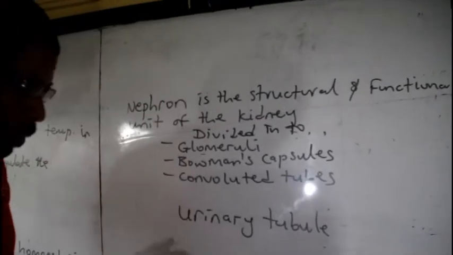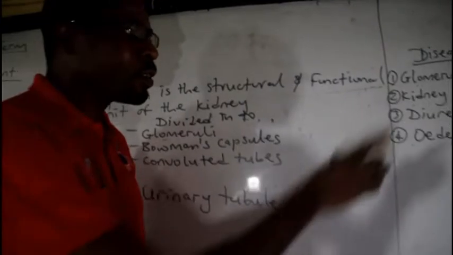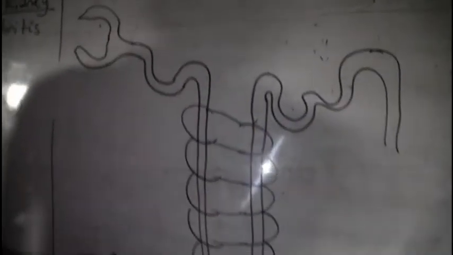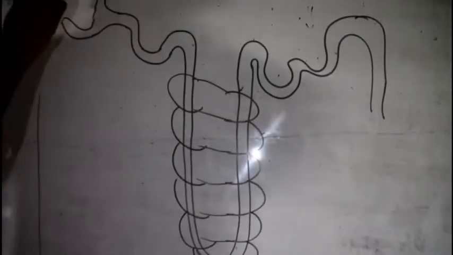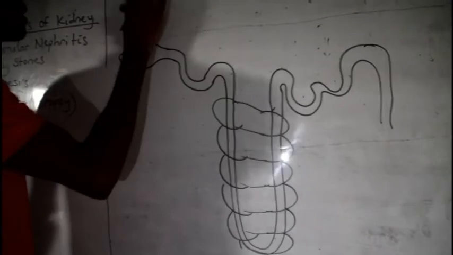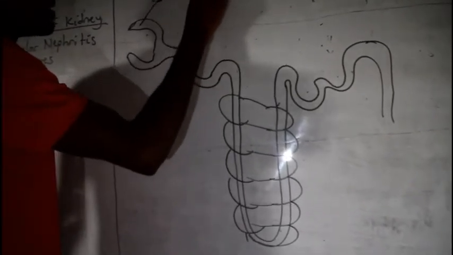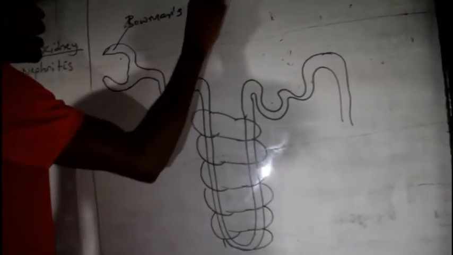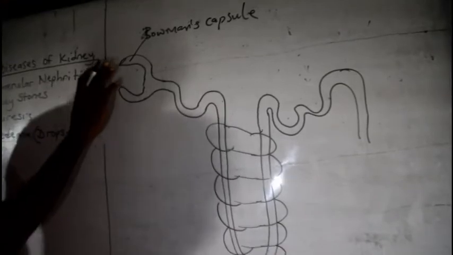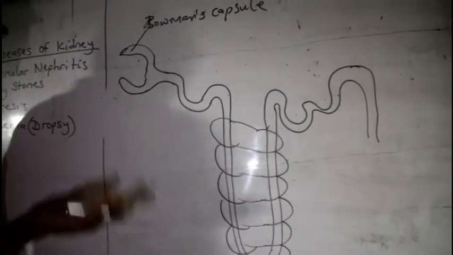Now, how does the nephron look? The nephron starts with a cup-shaped structure. Please, let's look at the other way. The nephron, this is an example of a nephron. It starts with a cup-shaped structure, and this structure is known as the Bowman's capsule. It is named after the scientist that discovered this capsule. So this capsule is located in the cortex. Don't forget that the cortex is the outer part of the kidney.